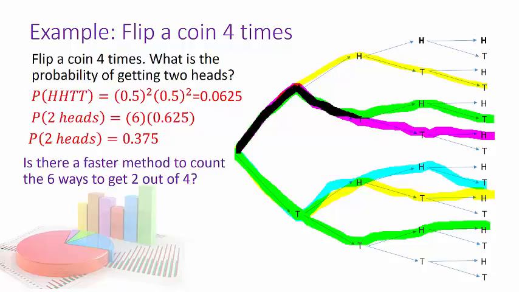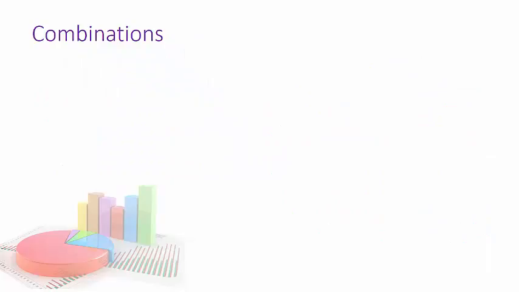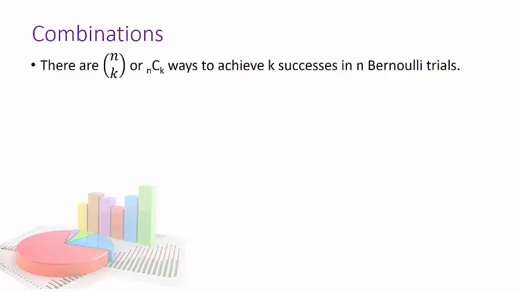Is there a faster method to count 6 ways to get 2 out of 4? Because let's say I want to do probability, flip a coin 10 times and get 7 heads. I really don't want to make a tree for 10 choices. Here you can see there are 16 different outcomes. Where does that come from? 2 choices here, times 2 here, times 2 here, times 2 here. 2 times 2 times 2 times 2 is 16. If I did it to the 10th, then that would be 1,024, and I really don't feel like drawing trees with 1,024 branches. Luckily, there's an easy way to count the number of combinations, and there is a formula.